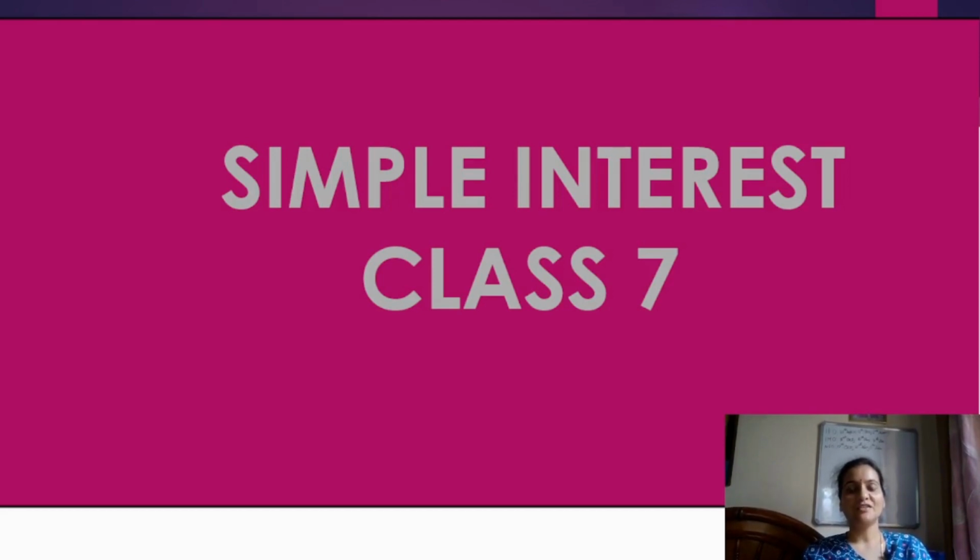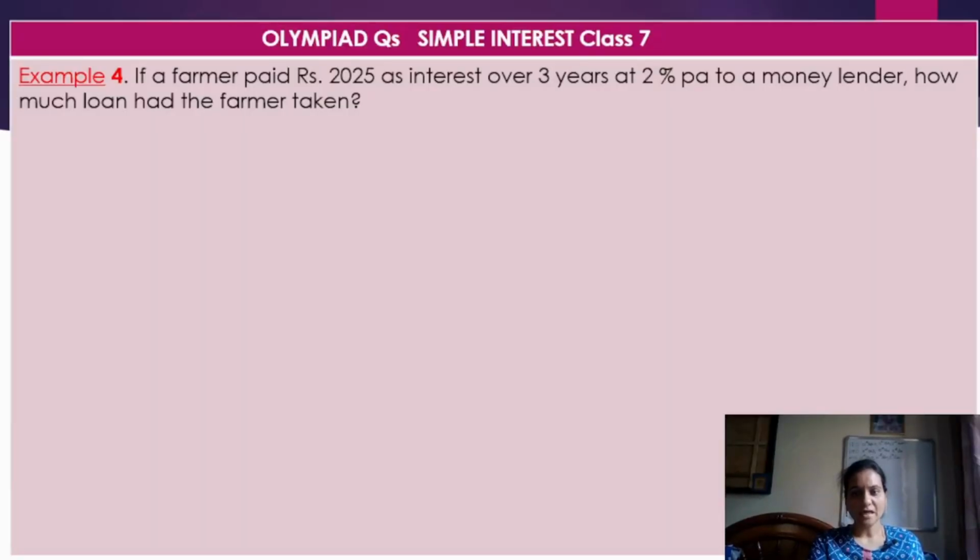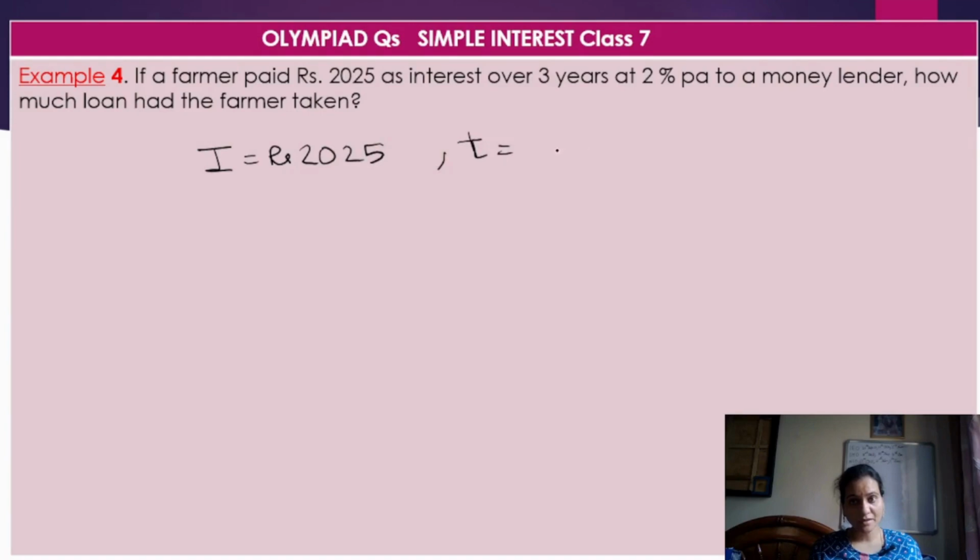So let's start with introduction part 2 for simple interest and then slowly move on to Olympiad questions. Alright, let's start with this question. If a farmer paid rupees 2025 as interest over 3 years at 2% per annum to a money lender, how much loan had the farmer taken? Now, if the farmer paid an interest of rupees 2025 over 3 years, then that means the time period is 3 years and the rate of interest is 2% per annum.